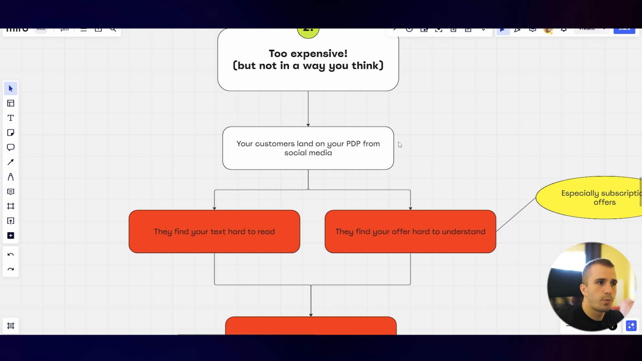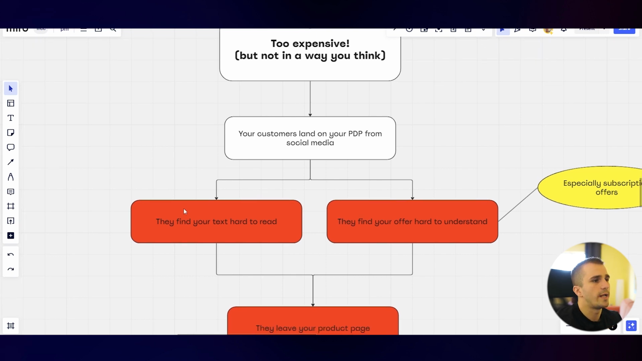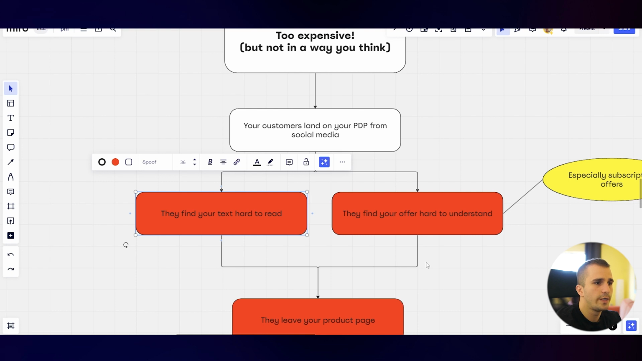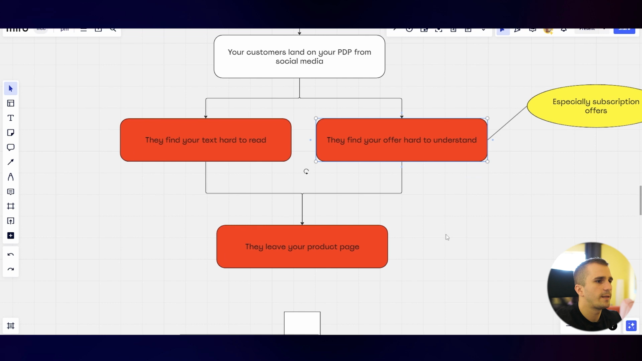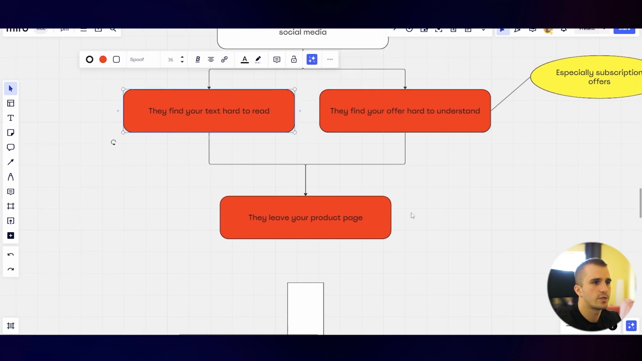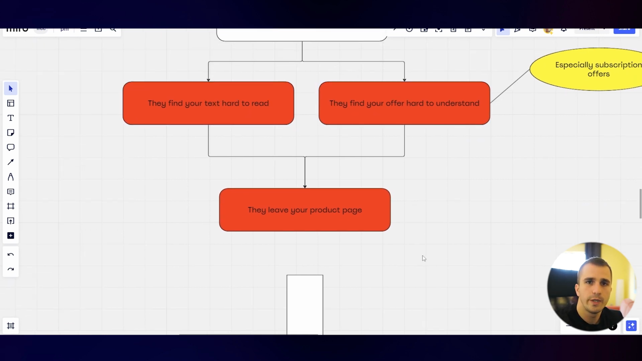So they land on your product page with that state of mind where they don't want to do anything that's really hard, but they land on your page because they saw your ad and liked the product. Then they find your text very hard to read, or they find your offer very hard to understand. At that point, when they face either of these two, they just leave your product page because they don't want to bother with it. It's too expensive for them, but not from the price point. It's more from the energy point, right? They don't want to use the energy to understand your offer, and for that reason they abandon the process of purchase.